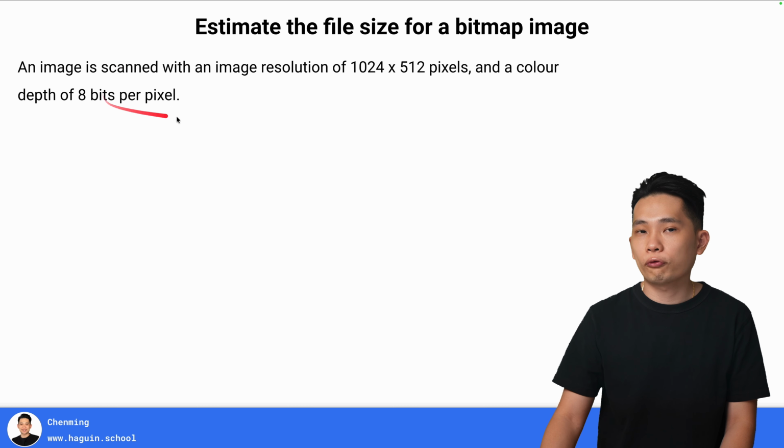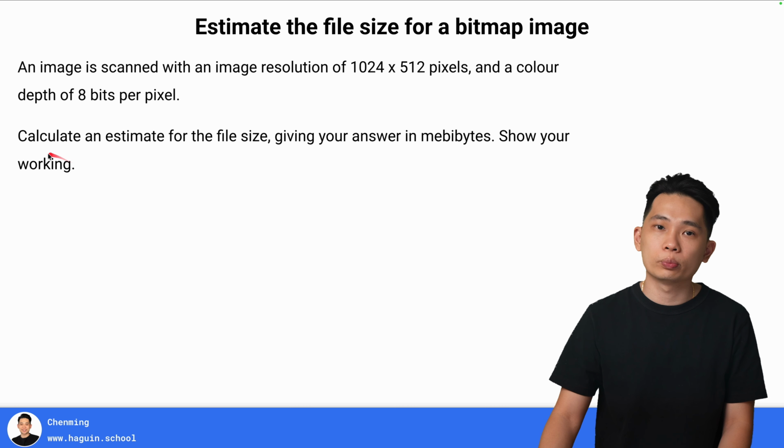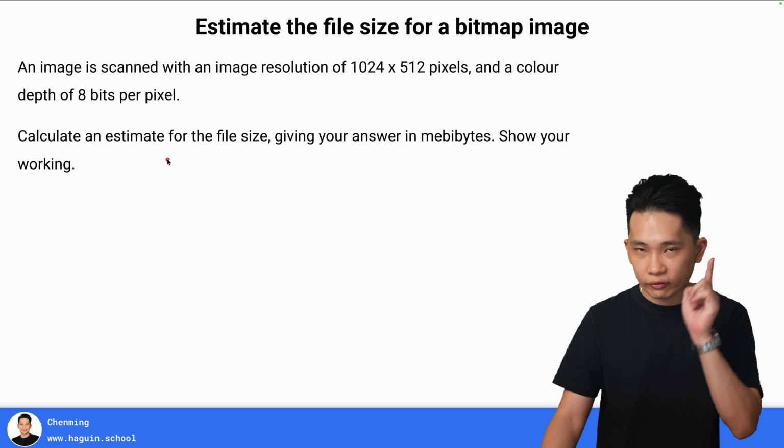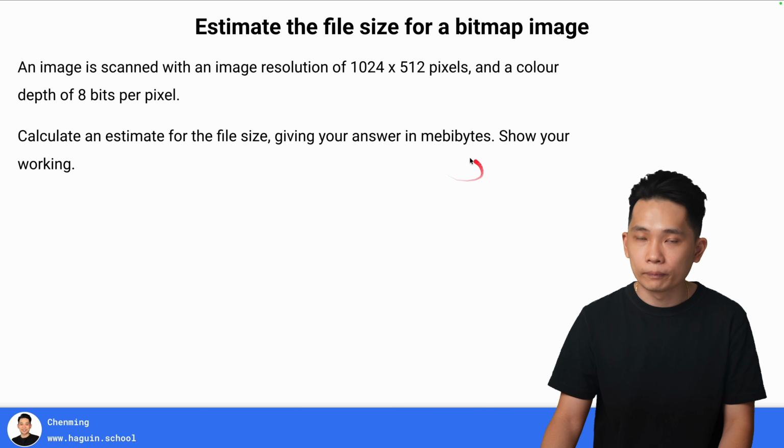So this is the 256 color encoding here. And next will be: calculate an estimate for the file size, giving your answer in mebibytes, show your working. So we have to give the answer in mebibytes here. So how do you do this?